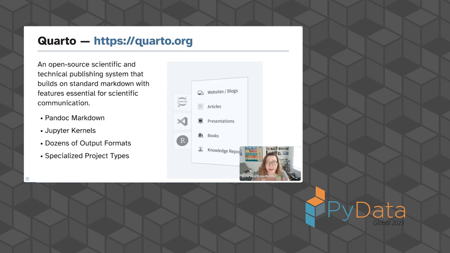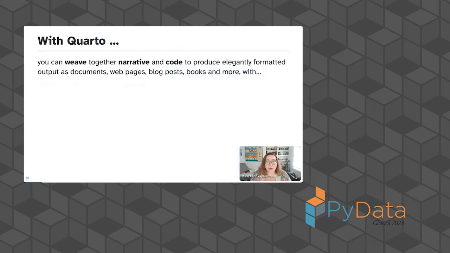So we're going to be talking about dashboards today, but I'll do very brief demos of creating a plain HTML file, or a presentation or a PDF, so on and so forth. And you can have specialized project types. So you can use Quarto to create a standalone PDF document, or you can use it to write a web book. So with Quarto, you can basically weave together narrative and code to produce elegantly formatted output as documents, web pages, blog posts, books, and more.